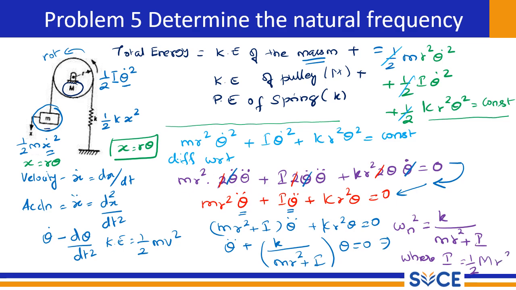With this, we come to the final problem solution, that is omega n square equal to k divided by m r square plus I. This is very important. We have to substitute the moment of inertia. If the masses and radius are given in the problem, then you can calculate the natural frequency of the system. I think you understood very well.